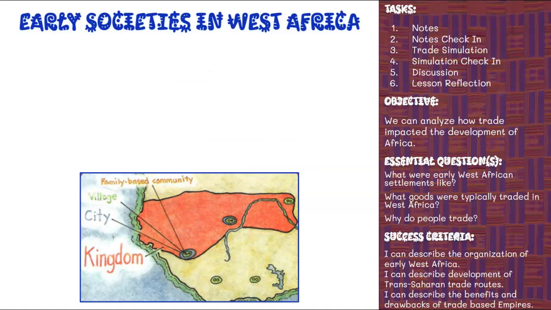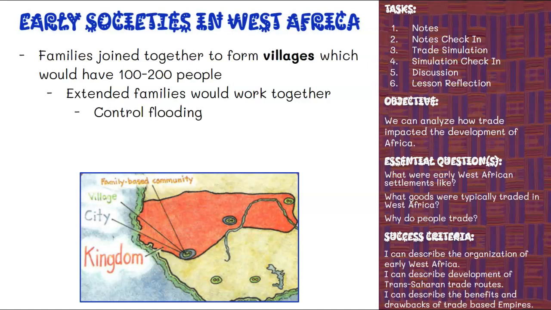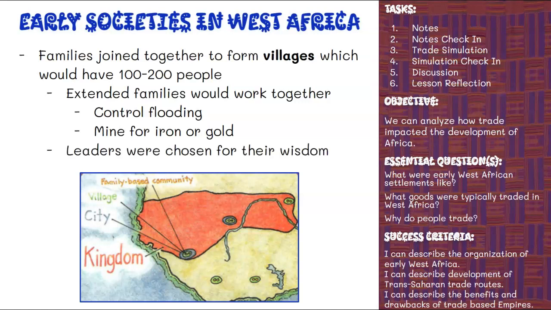Then we kind of transition. Instead of just trading all the time with each other, they're going to join together to form villages, which would have 100 to 200 people. In those communities, extended families would work together to meet all of the community's needs, like controlling flooding or mining for iron and gold. This is where we see more specialization of labor, so people having more of a job than just survival. And leaders are going to be chosen more for their wisdom than just their age.